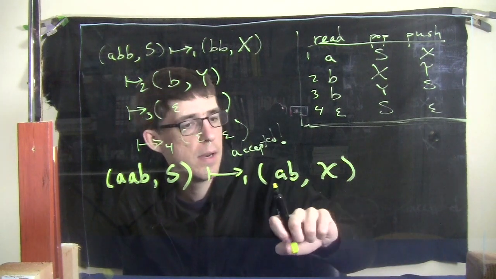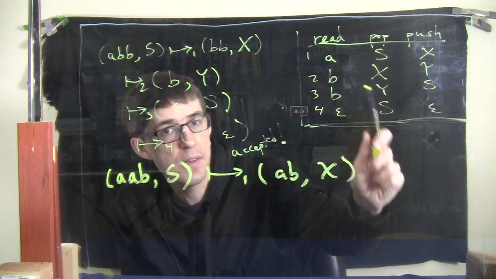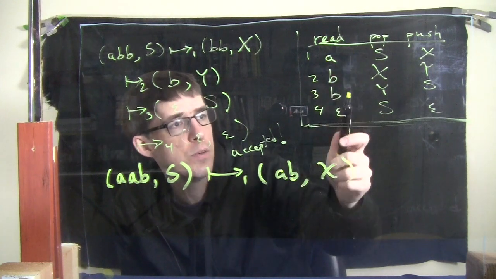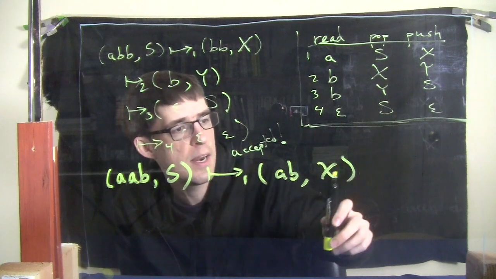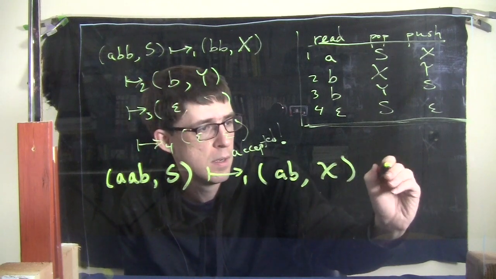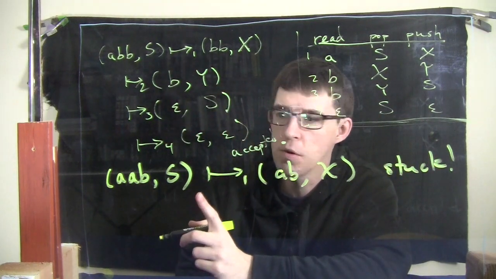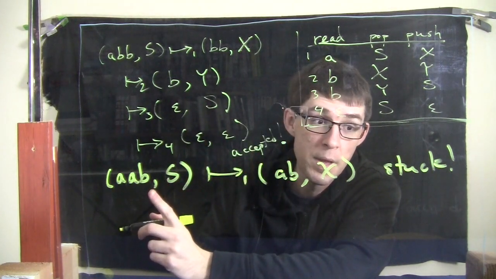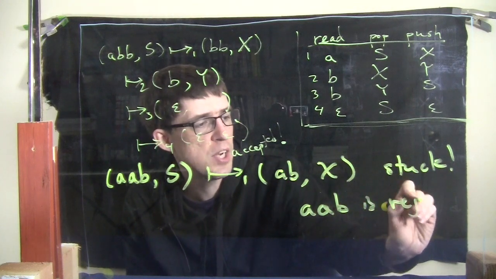And I think now we're stuck, right? At this point, you need to read the A, but there is not an S on the stack. It's an X now, and you can't do rule number 1. Of course, you can't do 2 or 3 because they require reading the B next, and you also can't do number 4 because again, there's an X on the stack, not an S, right? So actually, this is stuck. Now, maybe it's stuck because I did a bad move earlier, but actually doing the other move, you could have done rule number 4 in the first step. That also would have made you stuck. So in this case, we conclude AAB is rejected.